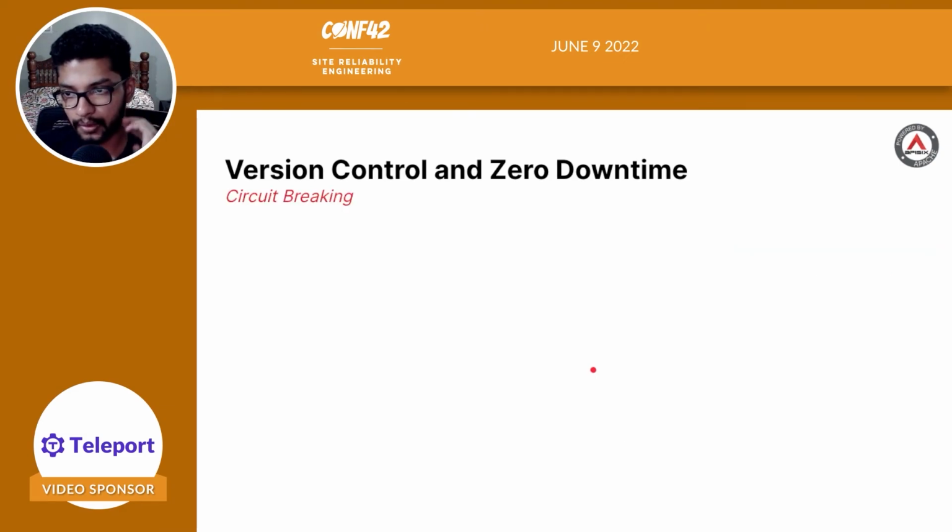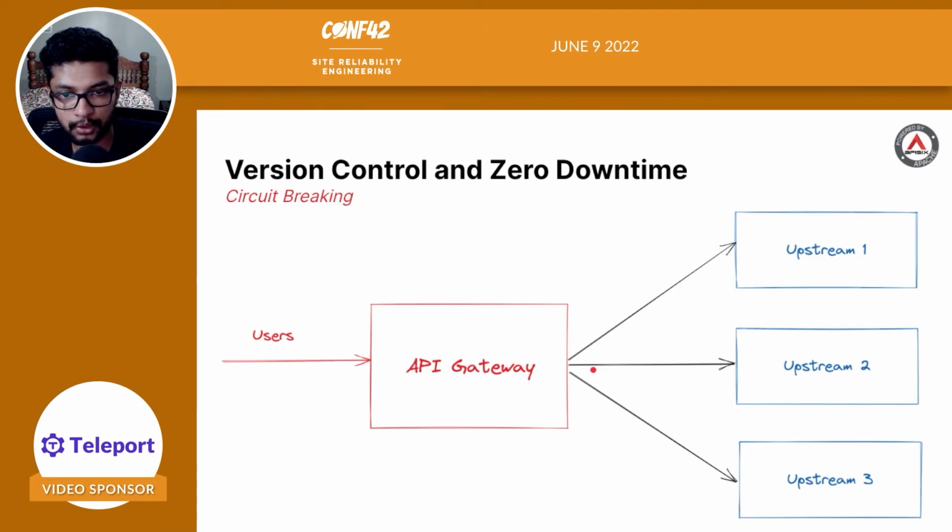Now let's talk about circuit breaking. Circuit breaking seems like an electrical engineering concept, but it is quite essential in modern software architectures. So basically, you have multiple upstreams, and all these upstreams do the same thing. Our API gateway acts as a load balancer for your upstreams.